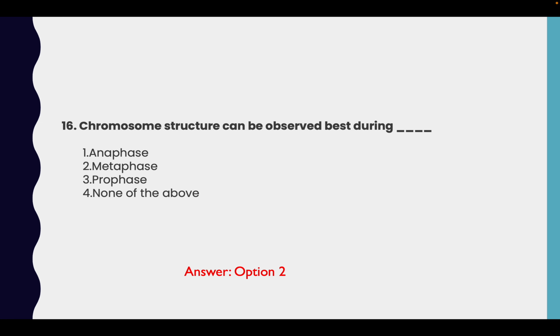Now, coming to metaphase, chromosomes are condensed. Hence, the centromere and arms of the chromatid are distinct and clearly visible. Due to this, metaphase is the best stage to view the shape, size, or number of the chromosomes. Okay.